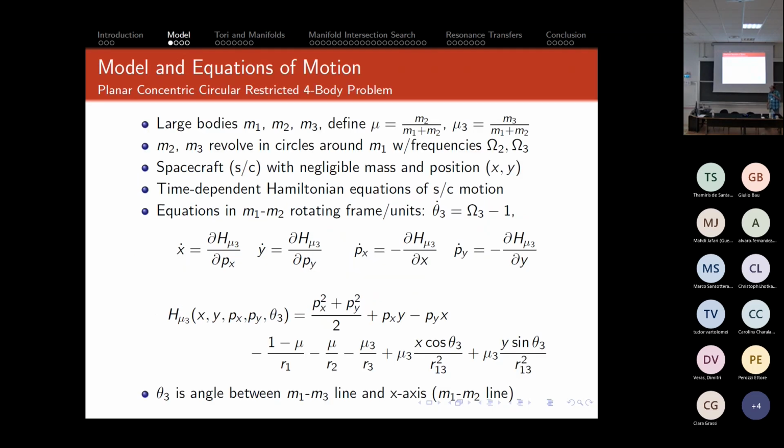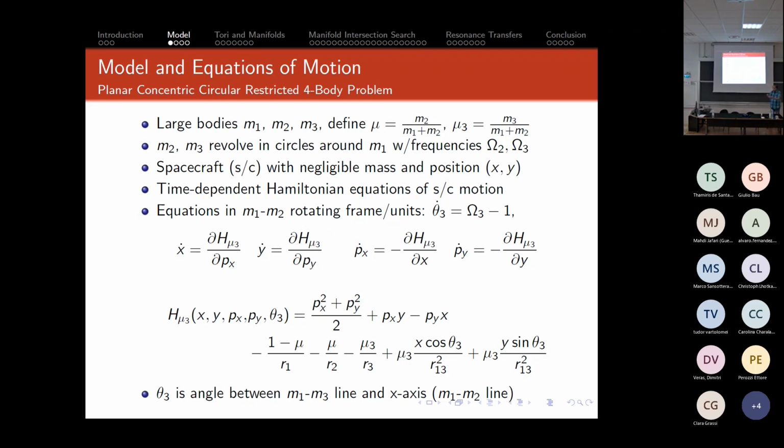So the model we use is called the concentric circular restricted four-body problem. In this, you assume you have three large masses, M1, M2, and M3, where M2 and M3 revolve in concentric circles around M1. And of course, you're interested in the dynamics of a fourth infinitesimally small mass, a spacecraft, under the influence of this system. And this is a Hamiltonian system, albeit with a time periodic Hamiltonian, as given here, which depends on a phase angle. In this case, theta3 is the angle made.